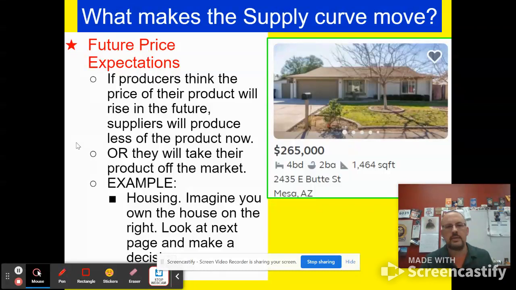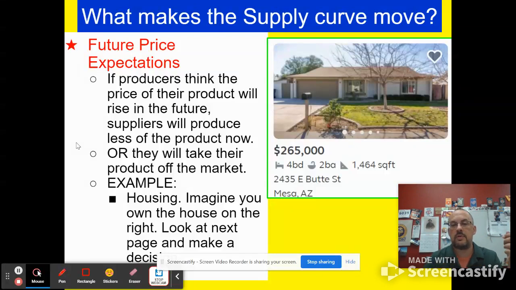The idea here is if I have something like a house or wheat or a collectible, a rare Pokemon card, and I think the price of that thing is going to go up in the future, I will hold on to it and wait for the price to go up, thus decreasing the supply. And then when the price does go up at some point in the future, I will then sell it.